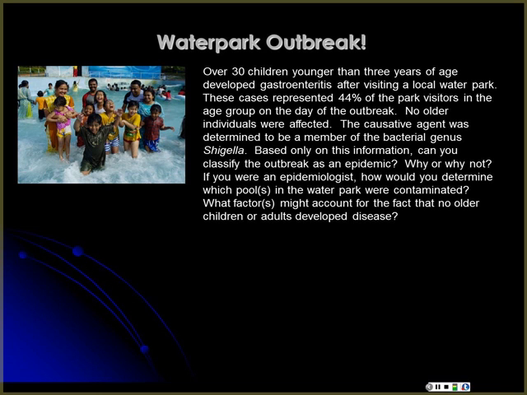All right, so if you were an epidemiologist, how would you determine which pools in the water park were contaminated? The ones with the little kids. Yeah, most likely the little kid. Those are going to be the ones you would suspect. But how would you know? What if they had like 10 kiddie pools? How would you figure out which one? Have to sample the water. Yeah, you can sample the water and test for Shigella. That's more likely how it would be done.